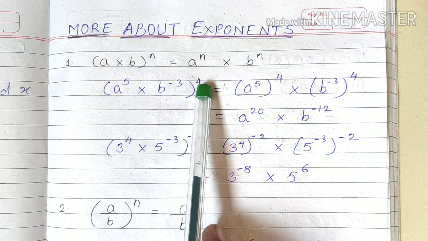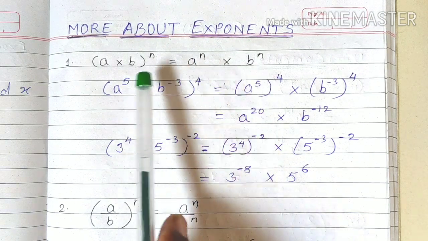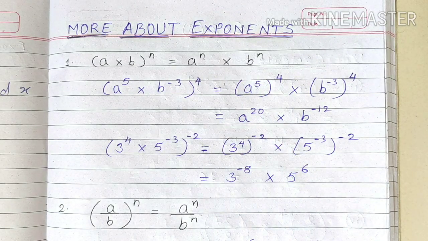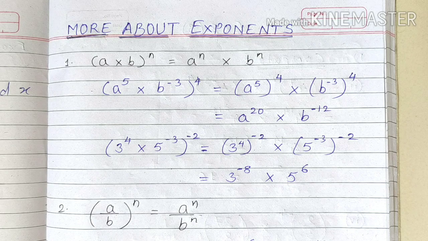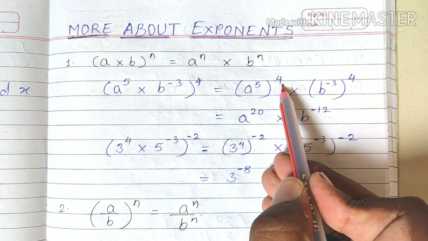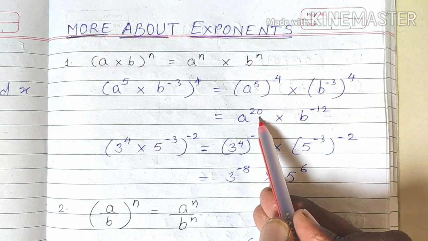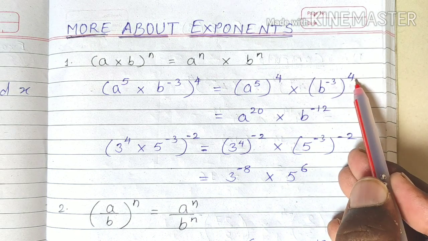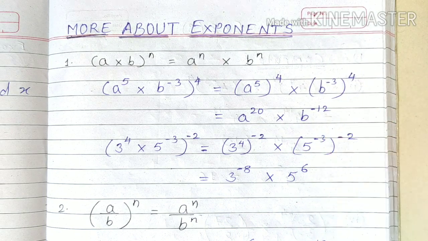So it will become 5 multiplied by 4 and minus 3 multiplied by 4, right? So multiplication of these two. If we multiply 5 and 4, we get 20, a raised to 20. And the multiplication of minus 3 and 4 gives us minus 12.